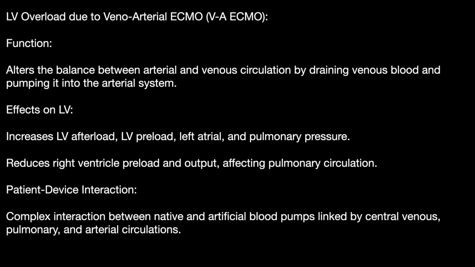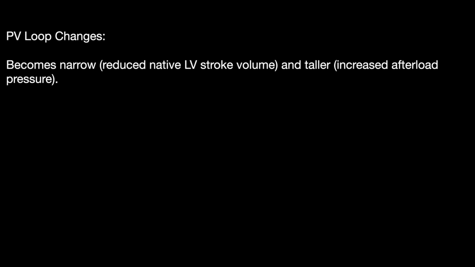And there is a patient device interaction. There is a complex interaction between the native and the artificial blood pumps, like the venous and the pulmonary as well as the arterial circulation. Retrograde ECMO flow increases left ventricular afterload. Now the PV loop changes. The PV loop, because of ECMO, because my pressures are increasing, becomes more narrow. There is reduced native left ventricular stroke volume because the native heart is not able to pump much, and it becomes taller. So it becomes very slim and tall because of the increased afterload.